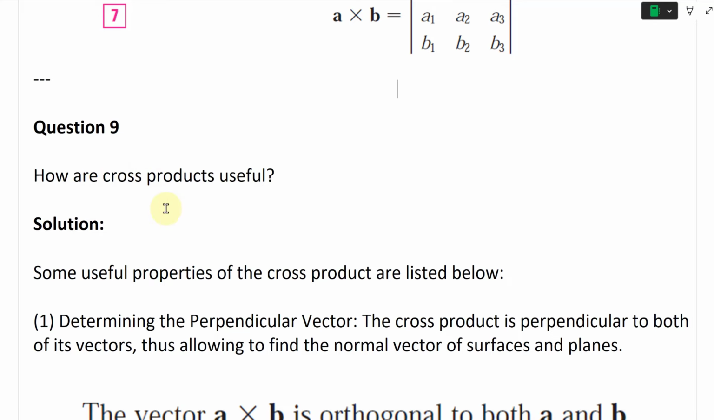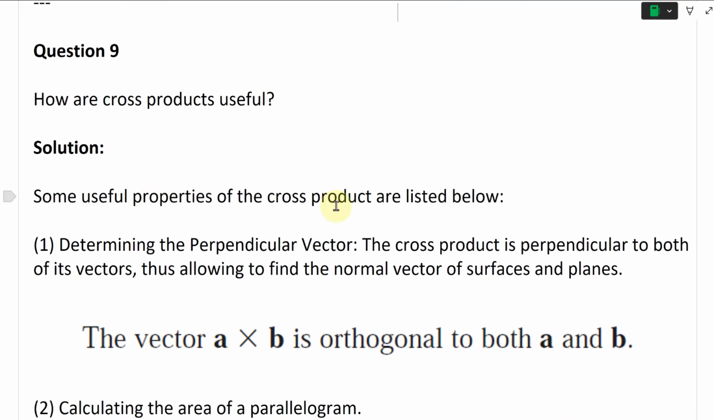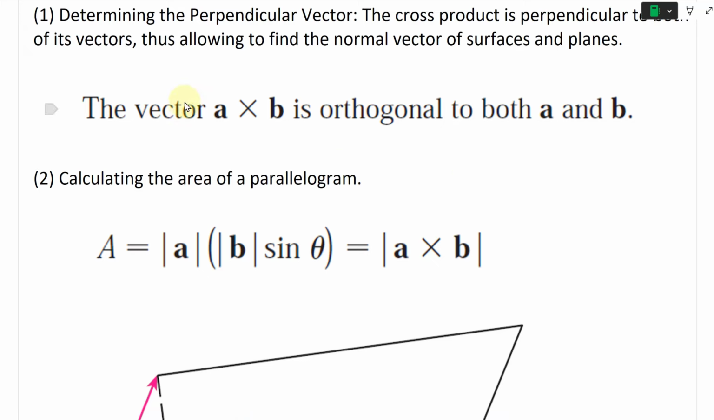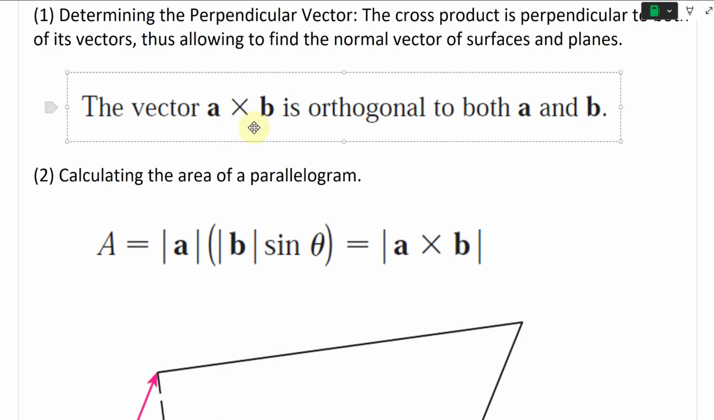All right, so question 9 states, how are cross products useful? So let's take a look at the solution. Some useful properties of the cross product are listed below. 1, determining the perpendicular vector. The cross product is perpendicular to both of its vectors, thus allowing us to find the normal vector of surfaces and planes. So here's just a screenshot. The vector A cross B is orthogonal to both A and B. It's a screenshot from my calculus book.